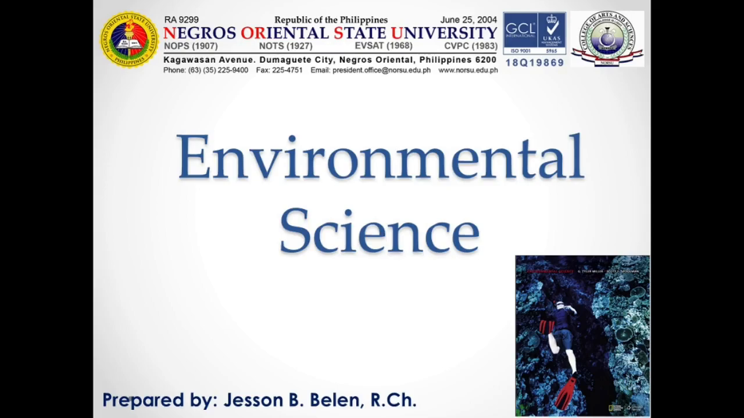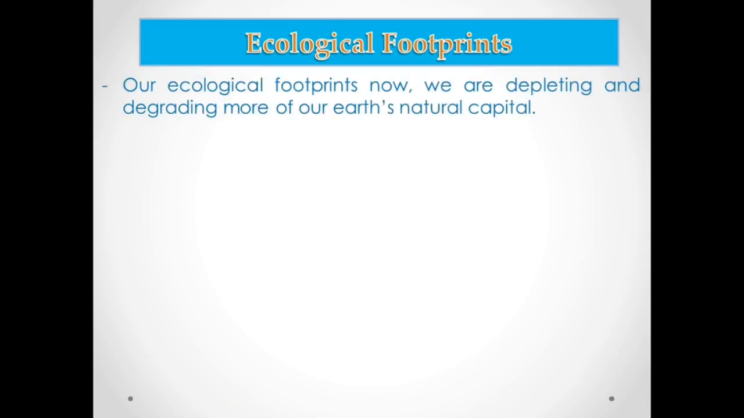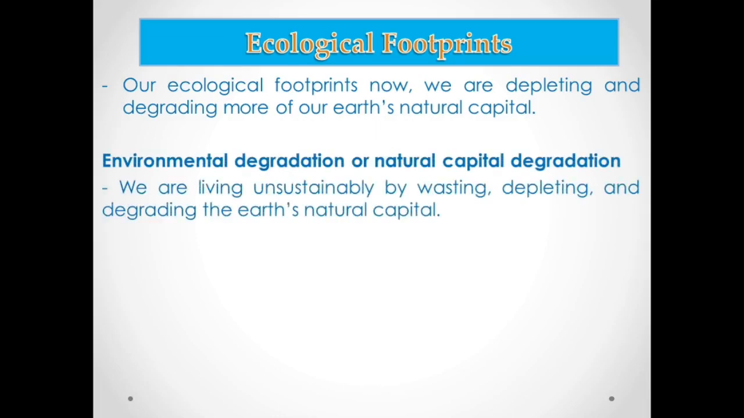The reality today is that, through our ecological footprints, we are depleting and degrading more of our Earth's natural capital. We are living unsustainably, and because of this we are degrading our environment as well as depleting the Earth's natural capital. According to a large and growing body of scientific evidence, we are living unsustainably by wasting, depleting and degrading the Earth's natural capital. This is what we know as environmental degradation or natural capital degradation.